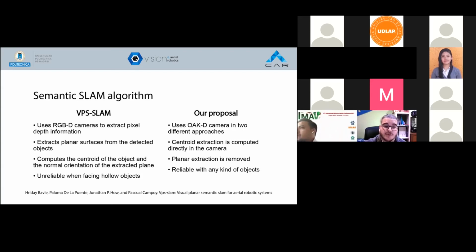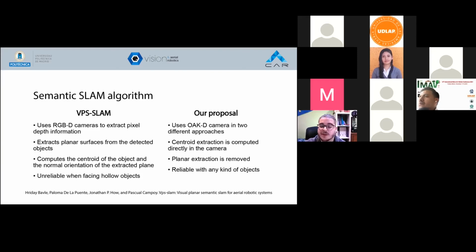These changes have one major improvement only in the second method, the stereo approach, and that is that it allows reliable measurements to be obtained without depending on the shape of the object, whether the object is hollow, has gaps, or doesn't have any planar surfaces.